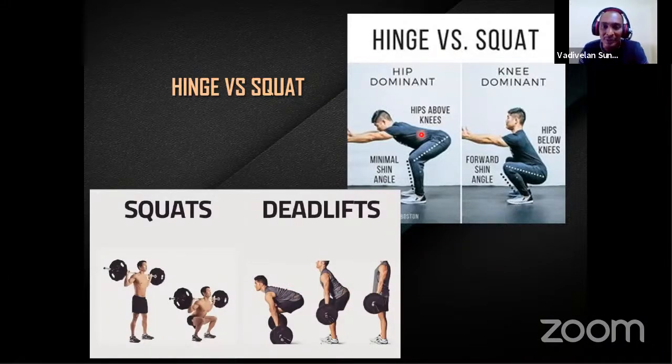So this hip hinge position is mainly for the weightlifter. This is the difference between your squat and hinge. Here you can see the weightlifter lifting in the squat, and for the hip hinge they usually prefer this position with a deadlift. While lifting, your hip is dominant over your knee, and the back is well stabilized. This is the hip hinge position.